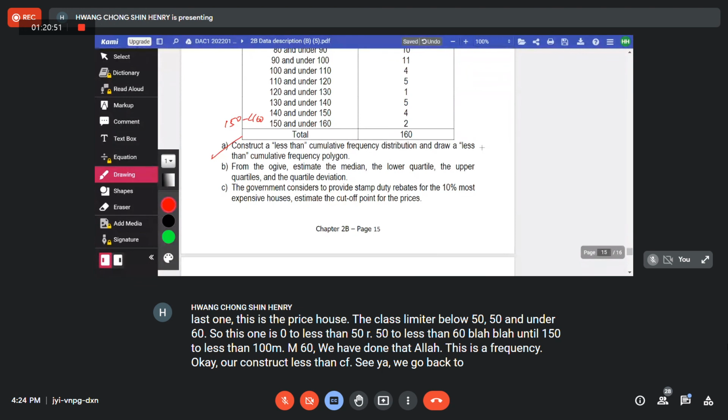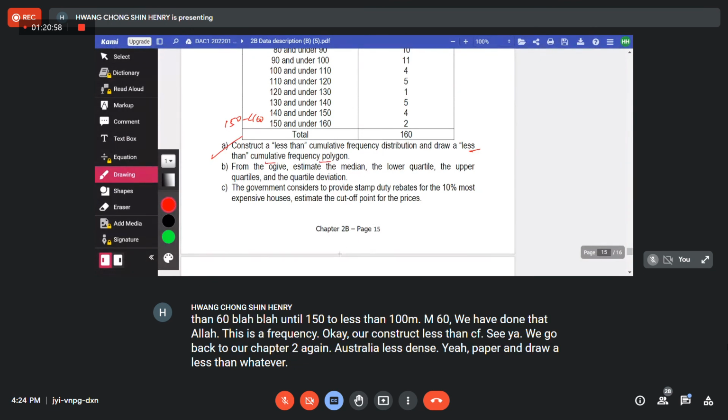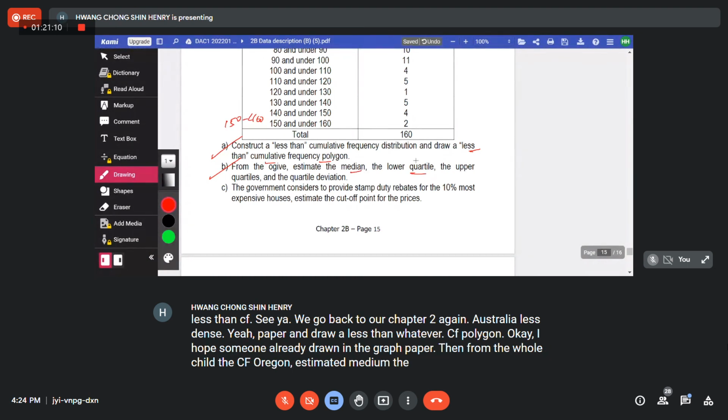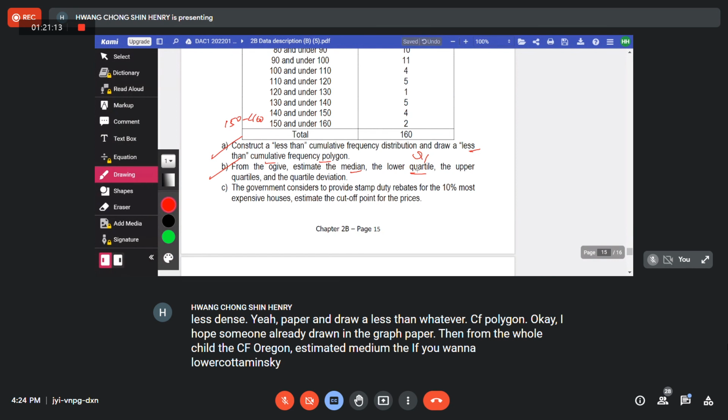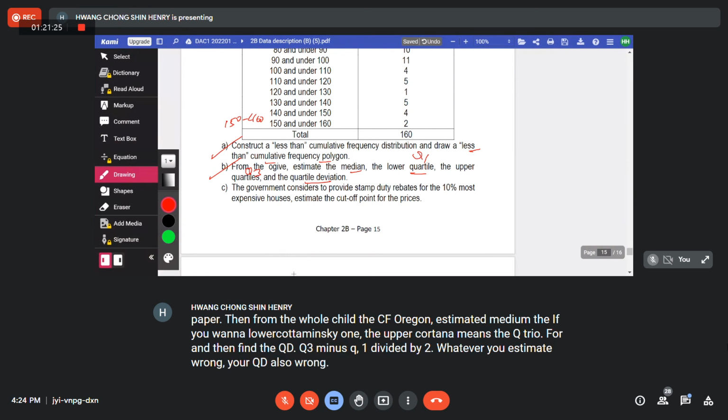See, we go back to our chapter 2 again. Construct a less than CF table and draw a less than ogive, the CF polygon. Okay, I hope someone already drew it on the graph paper. Then from the ogive, estimate the median, the Q1, the lower quartile, and the upper quartile, the Q3, and then find the QD, Q3 minus Q1 divided by 2. Whatever you estimate wrong, your QD also wrong.